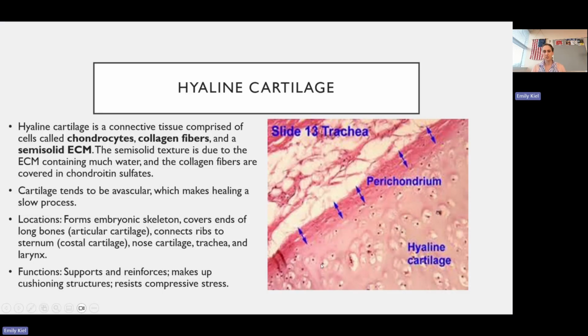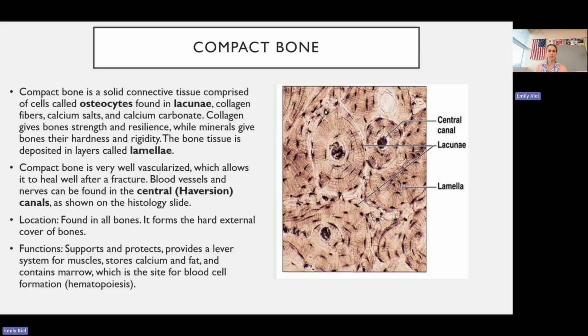I recognize them because I can usually see the lacunae pretty clearly. And for me, they look a little bit like a cat eye. That helps me to recognize that we're looking at hyaline cartilage. Now we're going to be looking at compact bone.